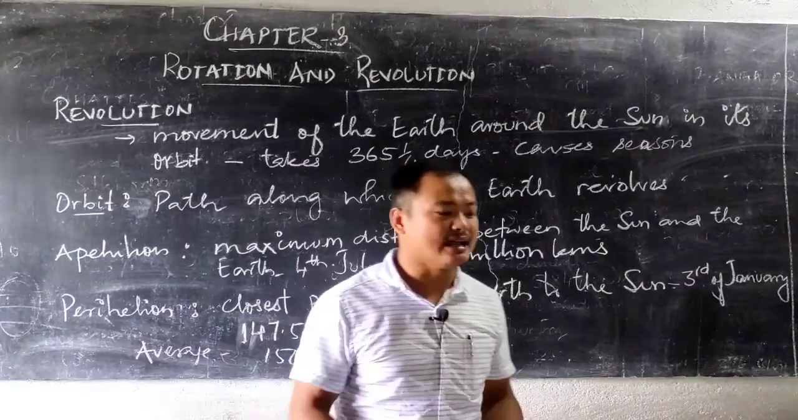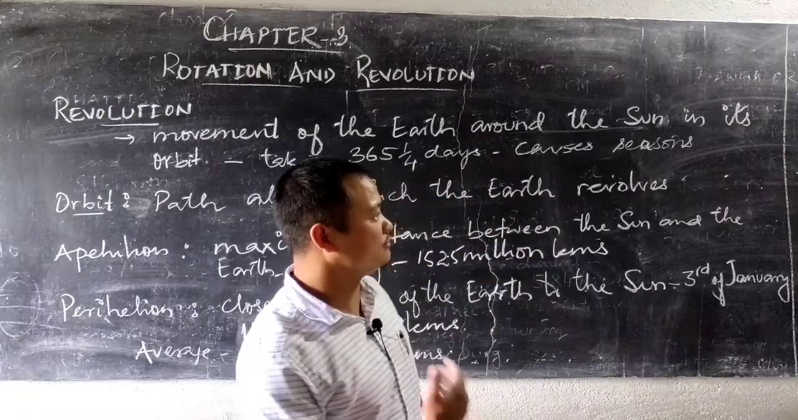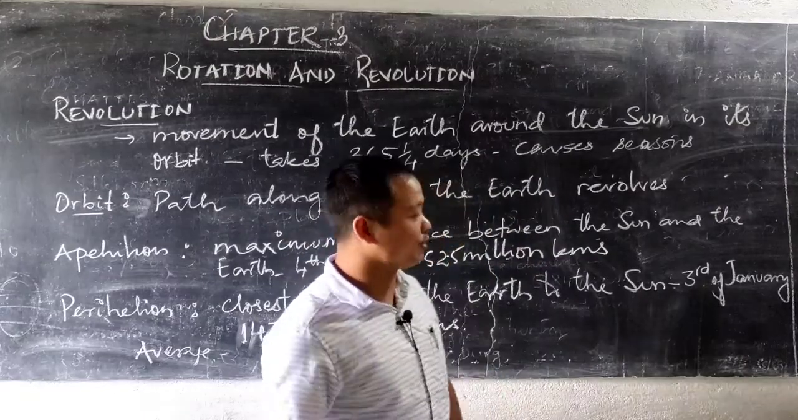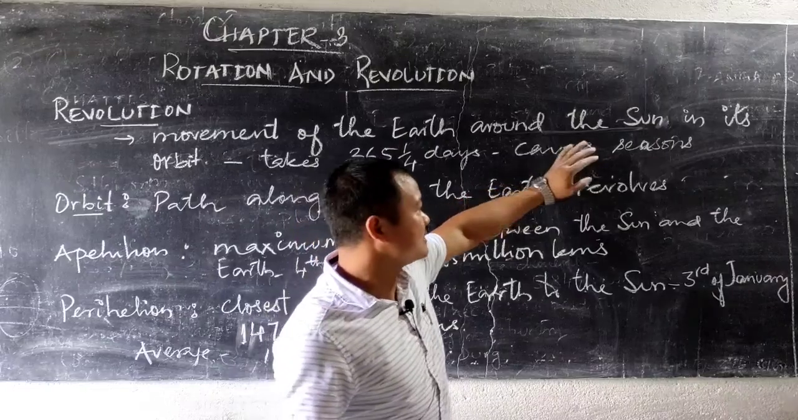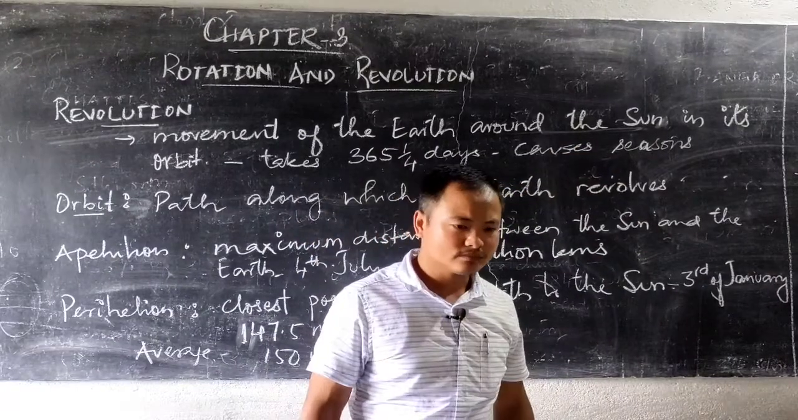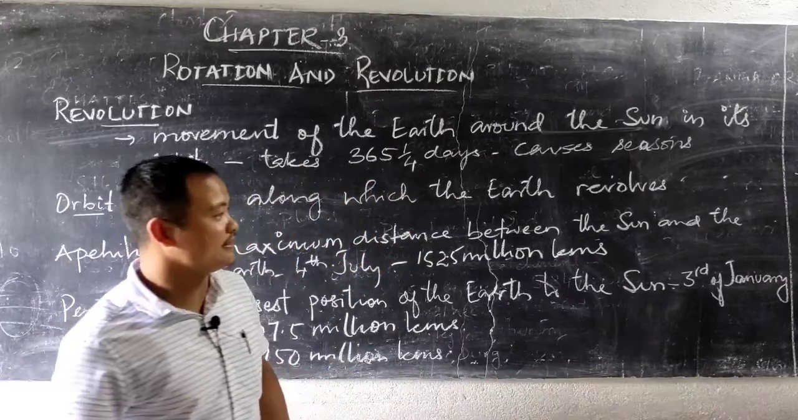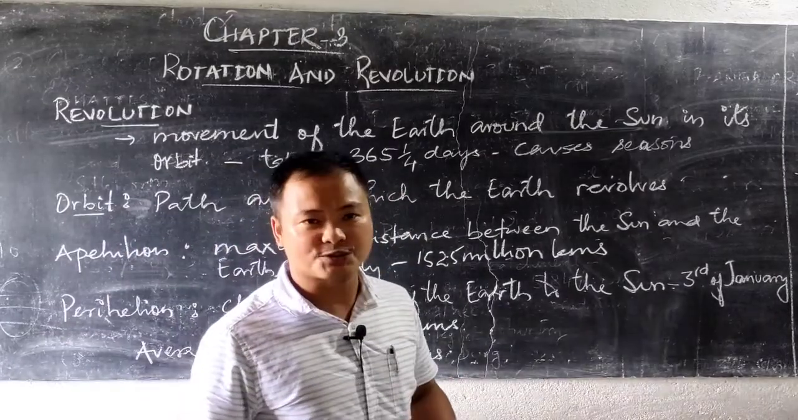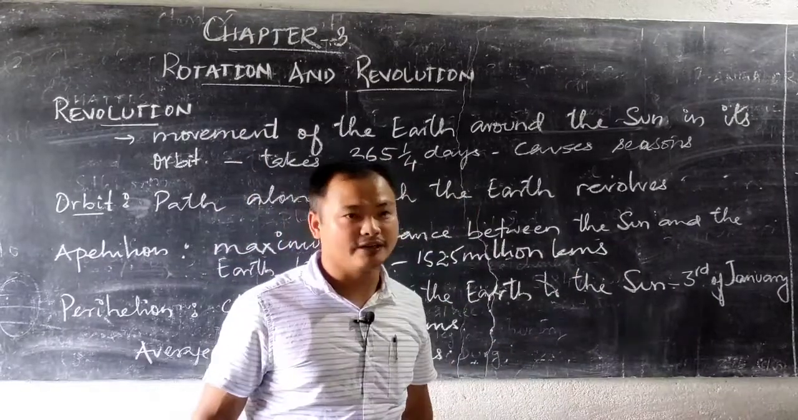And during its entire journey, that is, on completing one whole round around the sun in its orbit, the major effect that we see of revolution is seasons. We experience various types of seasons, like in general we say winter, summer, spring or autumn. It is all because of the revolutionary movement of the earth.